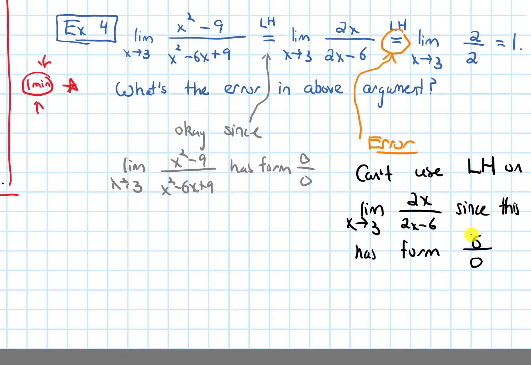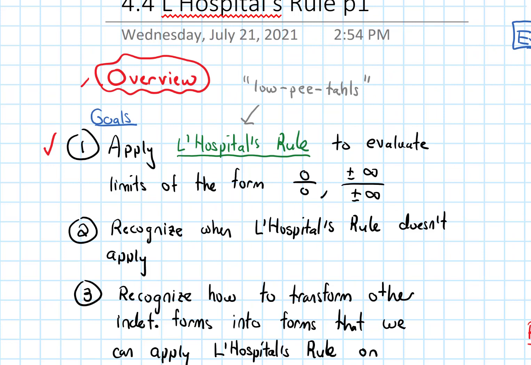So how would we do something like this? Where you have 6 over 0, this is a non-zero on top and a 0 on the bottom. Remember, the way we do that is we do one-sided limits. We would take one-sided limits if we actually wanted to evaluate this. Okay, so I will leave that as an exercise to finish it. Mostly, I wanted to talk about what was wrong about this argument. In terms of our goals for this section, we finished goal 2, recognizing when L'Hopital's rule doesn't apply.